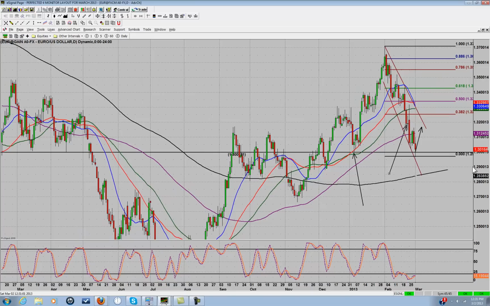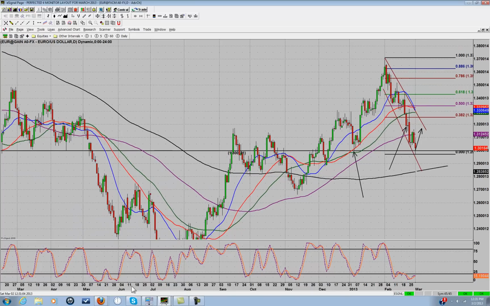Currently, the stochastics are very, very oversold. We can see what's happened before. If the stochastics stay down here for a length of time, a couple of weeks, sometimes we get very sharp rallies that drive us up. All right, and there are many examples of this.